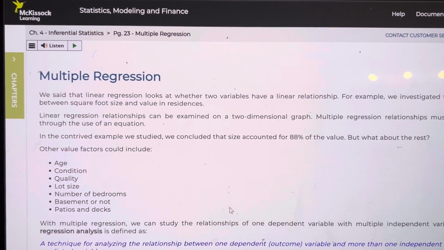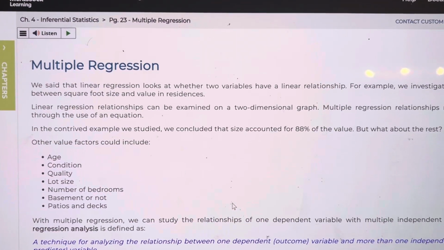Statistics, Modeling, and Finance, Chapter 4, Inferential Statistics, page 23, Multiple Regression.